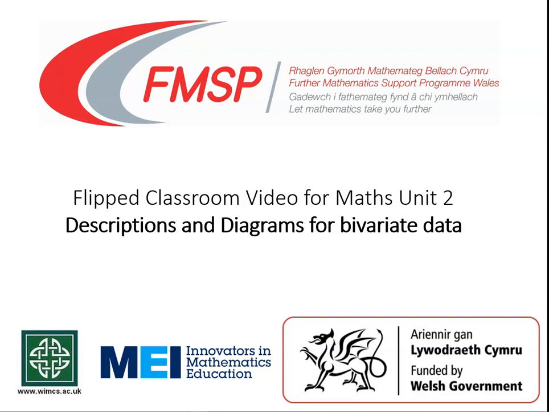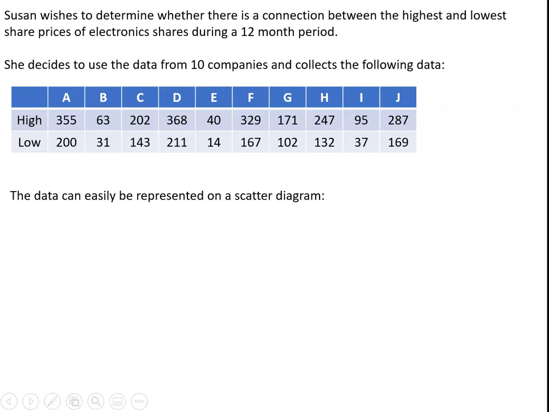In this video we're going to look at descriptions and diagrams for bivariate data. So, Susan wishes to determine whether there is a connection between the highest and lowest share prices of various electronic shares during a 12-month period. She's got the data from 10 different electronics companies and has collected the high price and also the low price for each of those 10 different companies' shares.